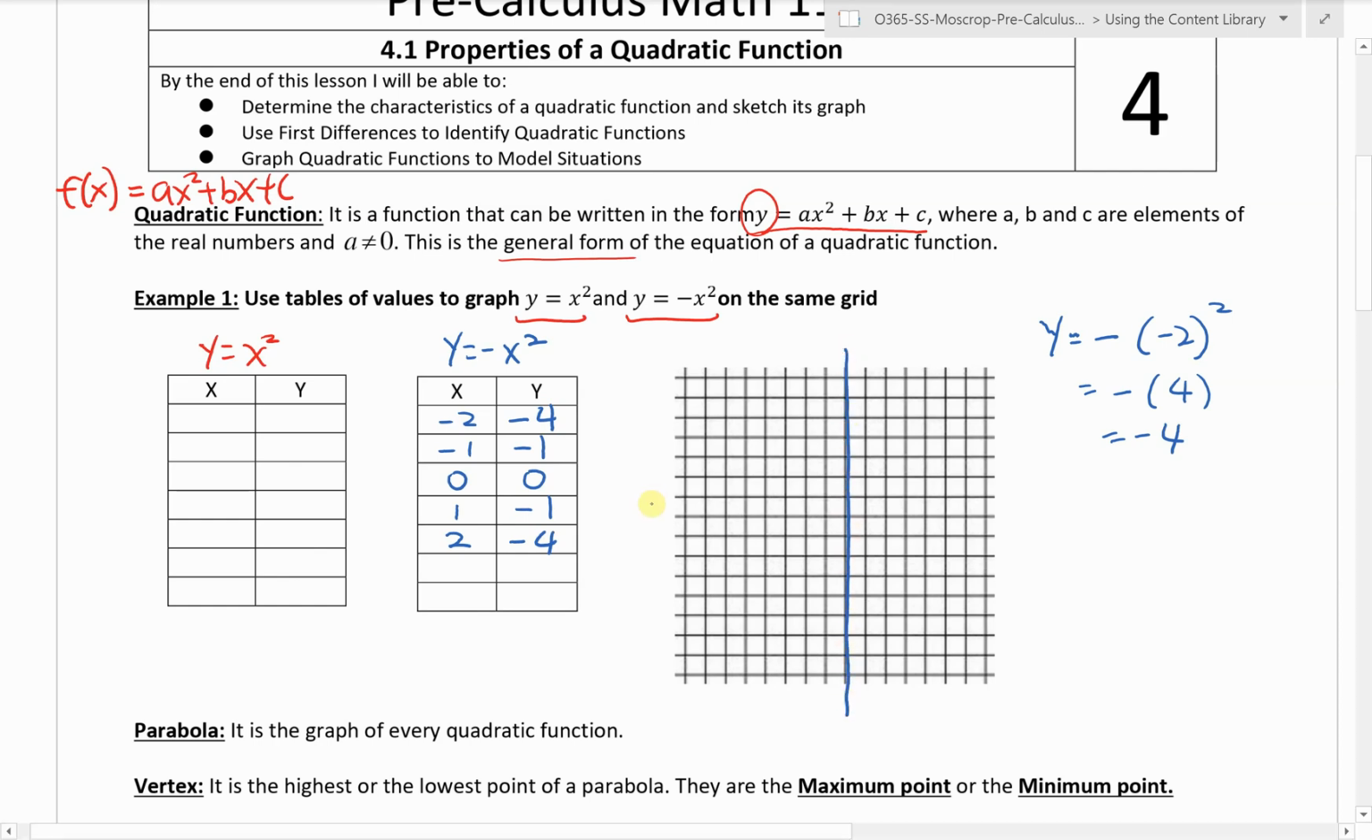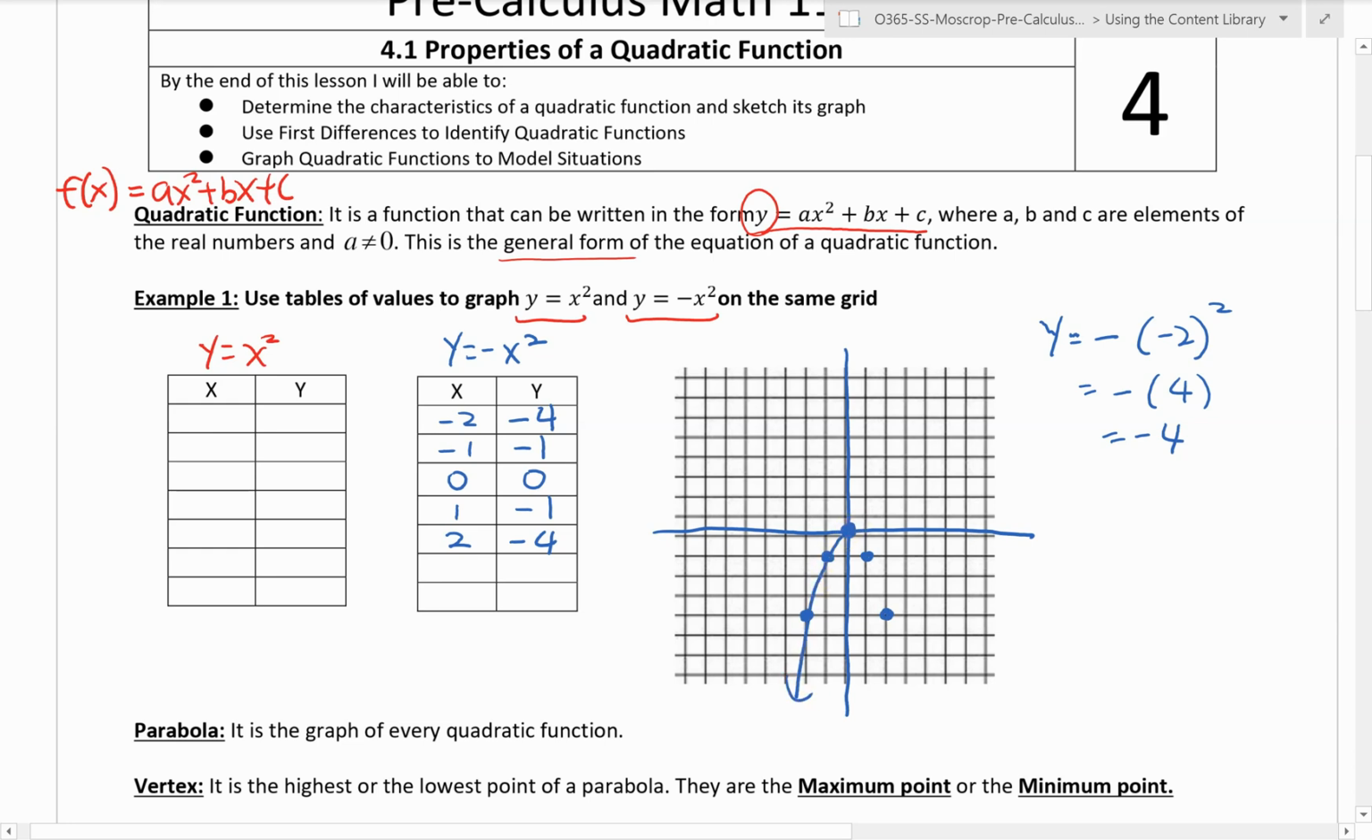Okay, so let me make my x-axis and y-axis here. So x is negative 2, y is negative 4, that's my first point. Negative 2, 1, 2, 3, 4, here's my first point. Negative 1 comma negative 1 is right here. We have 0, 0 as the point, so that's the origin, 0, 0. We have 1 comma negative 1 right here, and 2, negative 4. So that's what the graph looks like. It looks something like this.